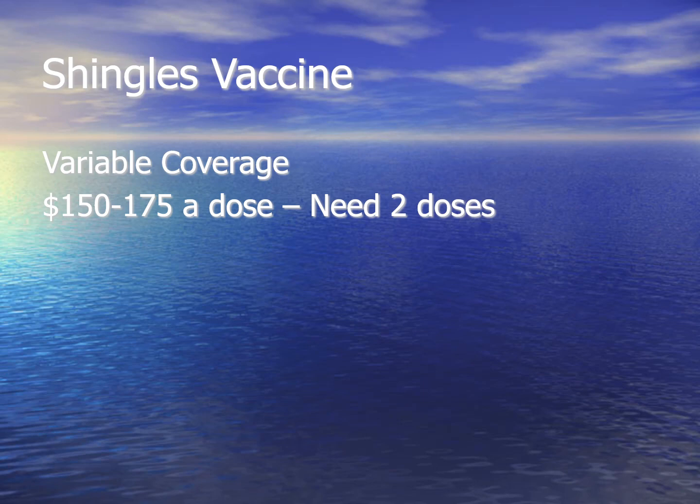Shingles vaccine. Now, shingles vaccine used to be Zostavax, and Zostavax was modestly effective. Now it's Shingrix. Shingrix is a bit more effective. It is now 2 doses instead of 1. It does have a lot more side effects. My wife just got it and felt lousy for about 4 days after. It's about $150 to $175 a dose.